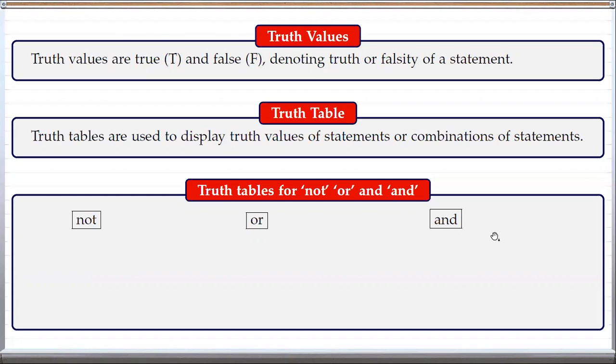In this video, we will talk about truth values and truth tables, and we will look at some examples. Truth values are basically true or false, denoting truth or falsity of a statement. We denote truth value true by T and false by F. In some text, you may find true being denoted by 1 and false being denoted by 0.